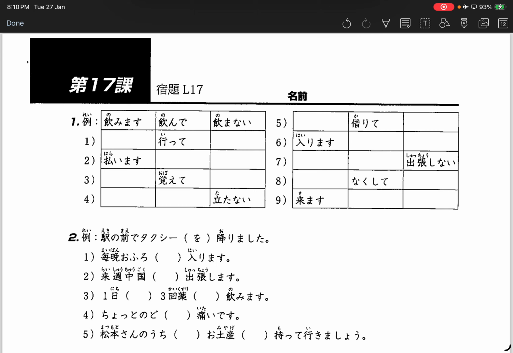Shucchou shimasu. Shucchou shite. The group 3 guys. Shimasu, shite, shinai. Number 8, nakushite. Yes, Raymond. Nakushimasu. Nakushinai. Not nakushinai. Anybody want to help him? Or did you all write the same thing? Nakusanai. Thank you. It's a group 1.